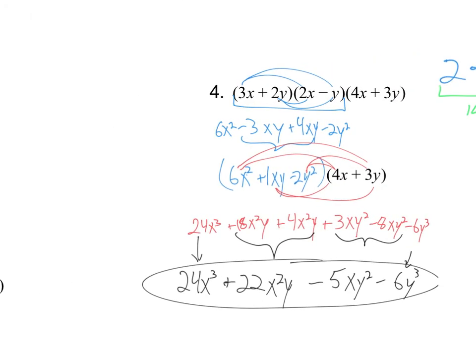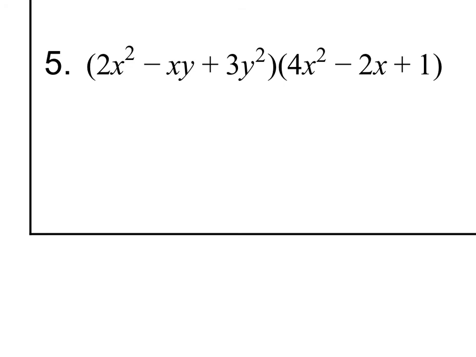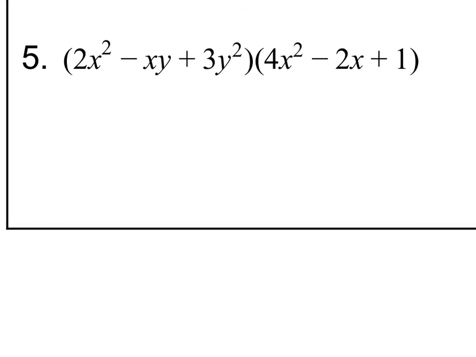If we think ahead, or previously, when we had 3 terms times 2 terms, we wound up with 1, 2, 3, 4, 5, 6 terms. Well, if I have 3 terms times 3 terms, chances are I'm going to wind up with 3 times 3 is 9. So I'm just going to have a lot of stuff going on. All right, so let's go through this.